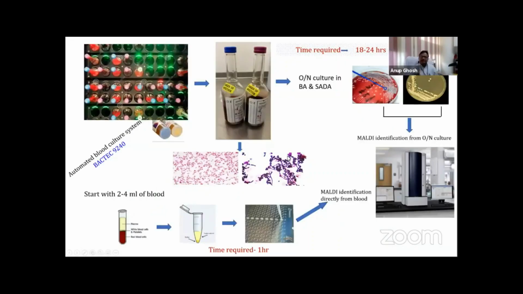Now, the last area we worked on, and recently published, is the identification or MALDI-based diagnosis from direct samples.